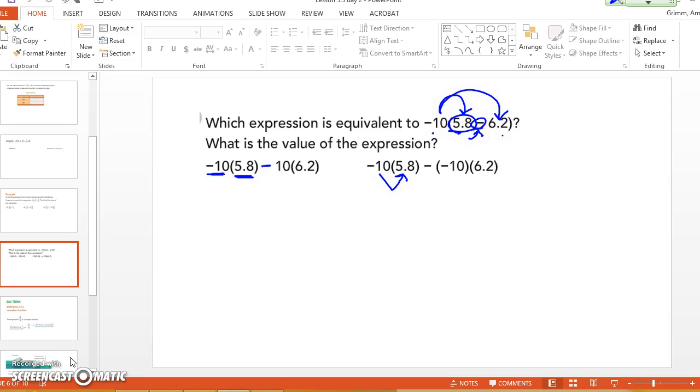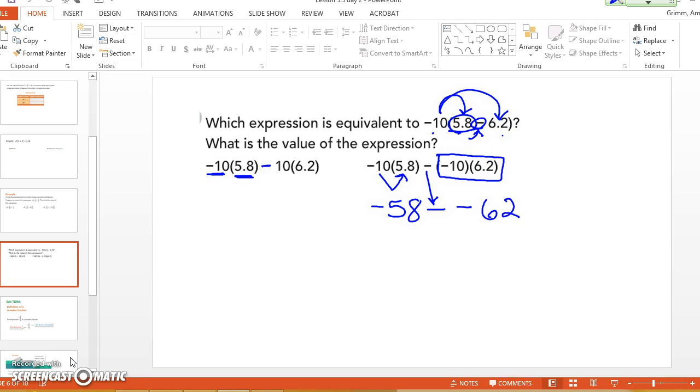Negative 58. Good. Negative 58. All right. Minus. Now I have to do the other multiplication, right? All I did was took the minus down. Now I have to do this. Again, I should be able to do that in my head. What's negative 10 times 6.2? There you go.